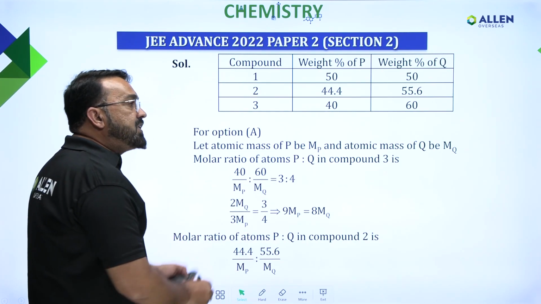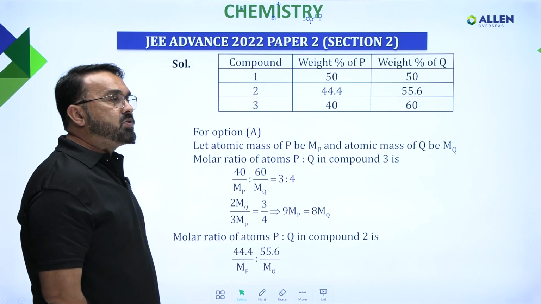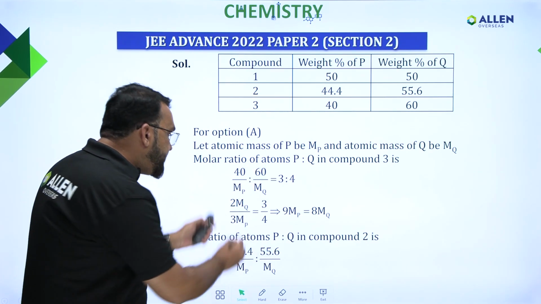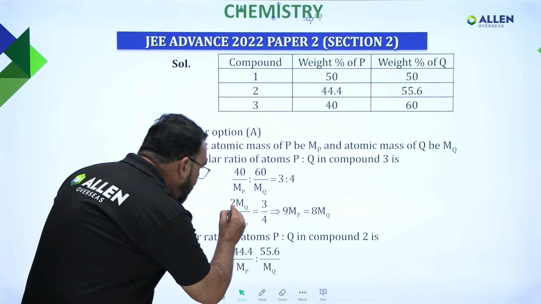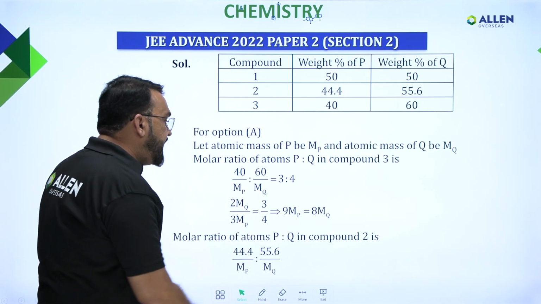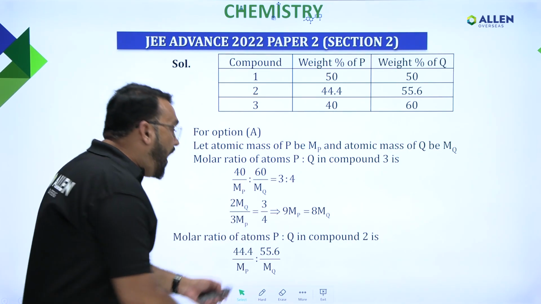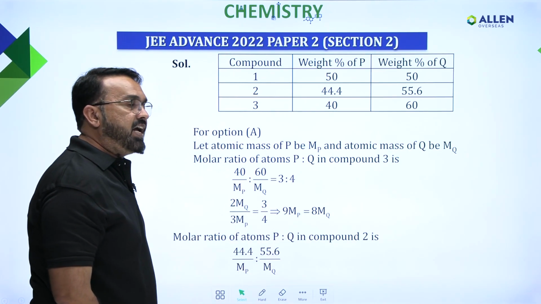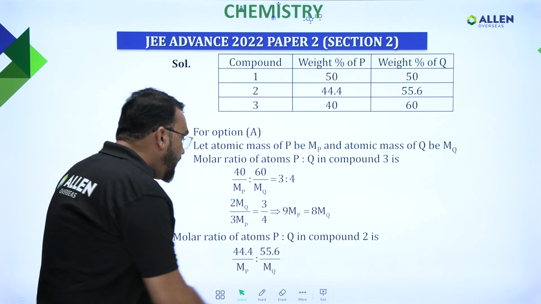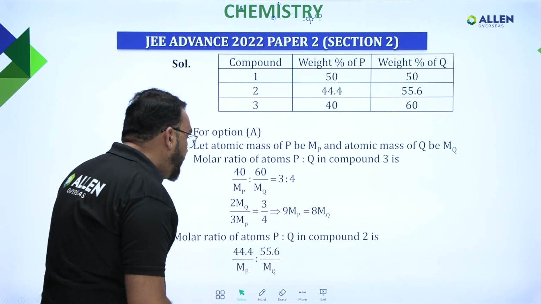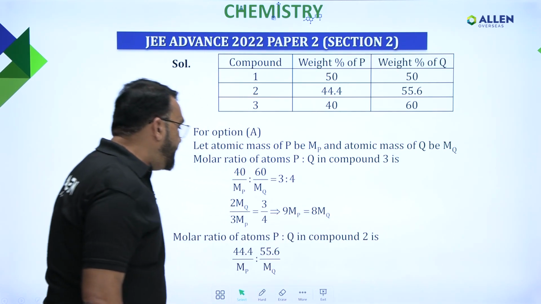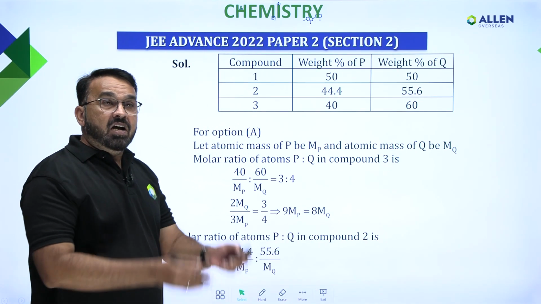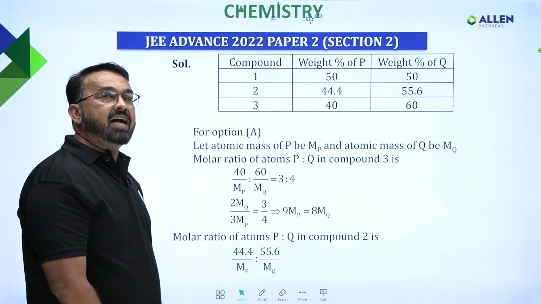Okay, so now when you simplify 40:60, 40:60 will come as 2:3. When it comes as 2:3, then you cross multiply. When you cross multiply, you'll get 2MQ by 3MP is equal to 3/4. Okay, on simplification of this, what happens? You're going to get 4 into 2 will be 8MQ and 3 into 3 will be 9MP. So 9MP is equal to 8MQ. Okay, students, from this simplification, let us understand further.